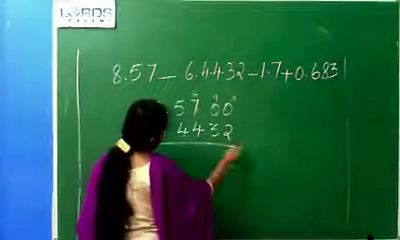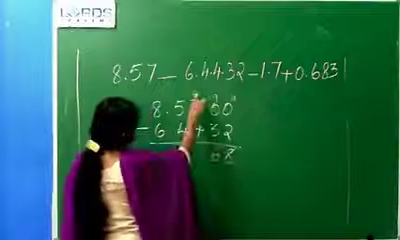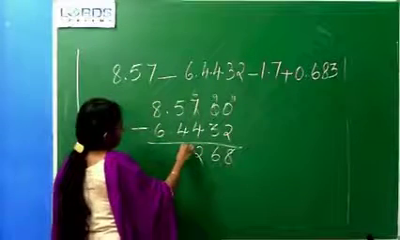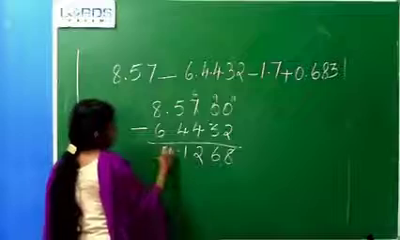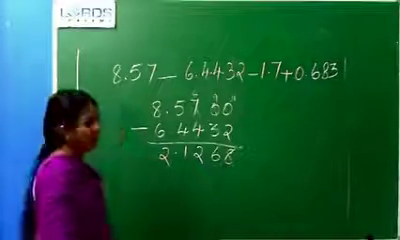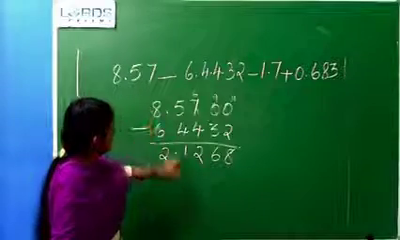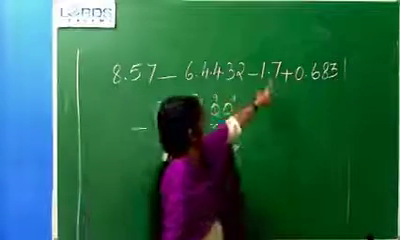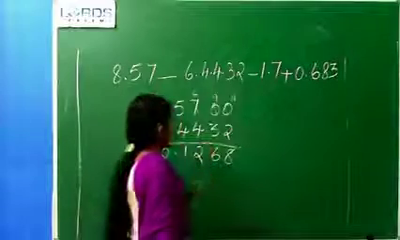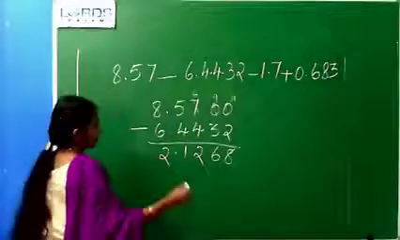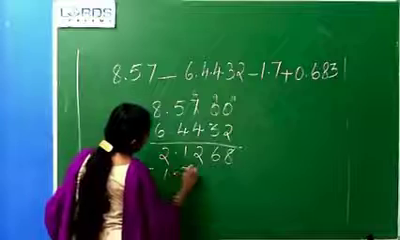Minus 2, 8, 6, 2, 1.2, 2.1268. We got the first one. Now from this, which number should be subtracted? 1.7. So better we can do it here. It's minus 1.7.